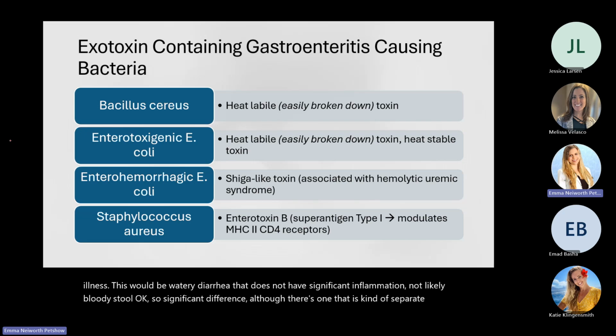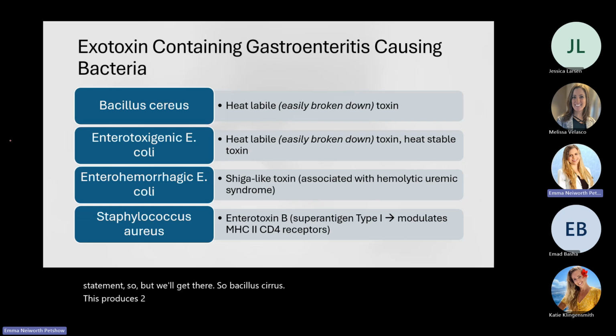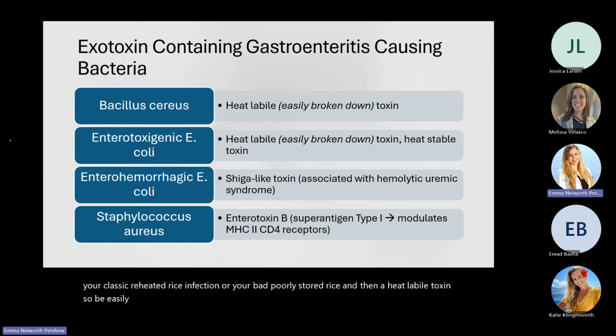But we'll get there. So Bacillus cereus produces 2 toxins: a heat stable toxin, which is associated with rapid onset vomiting. This is your classic reheated rice infection, or your bad, poorly stored rice. And then a heat labile toxin, easily broken down with heat, and this is more the watery diarrhea that occurs hours later. So Bacillus cereus, bad rice, poorly stored or poorly reheated rice, has both a heat labile and a heat stable toxin. Heat stable, vomiting; heat labile, watery diarrhea.